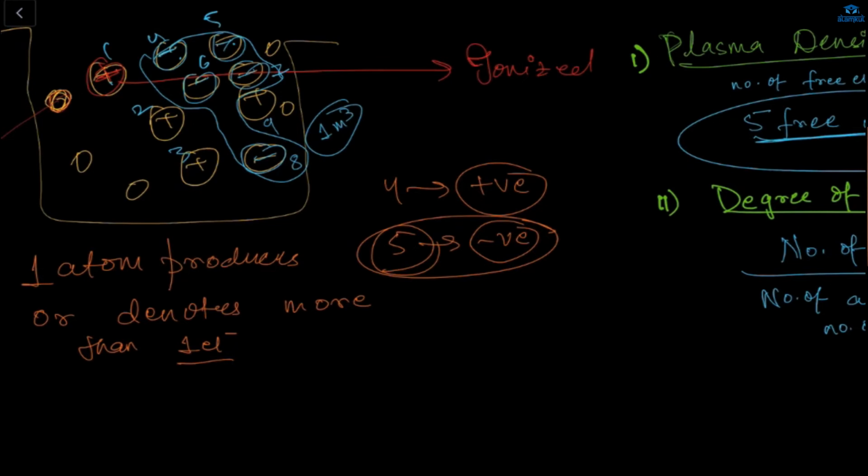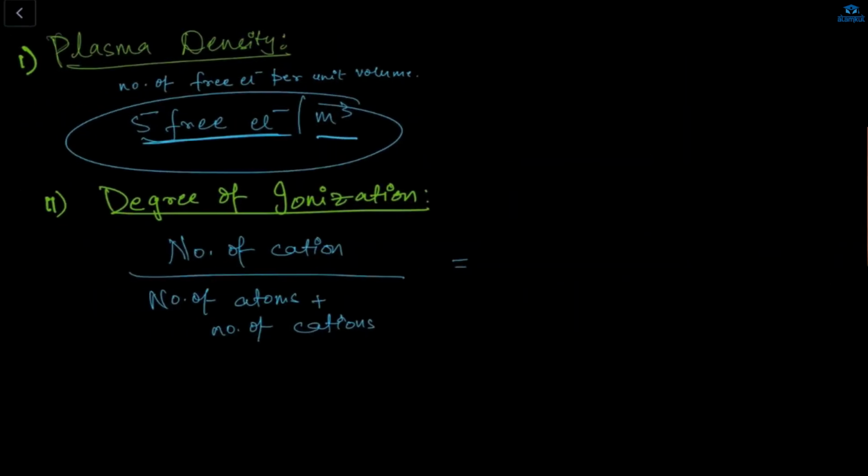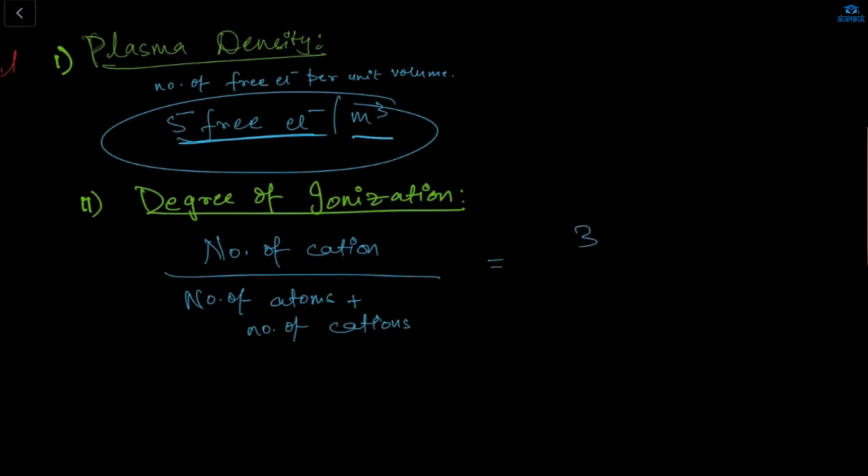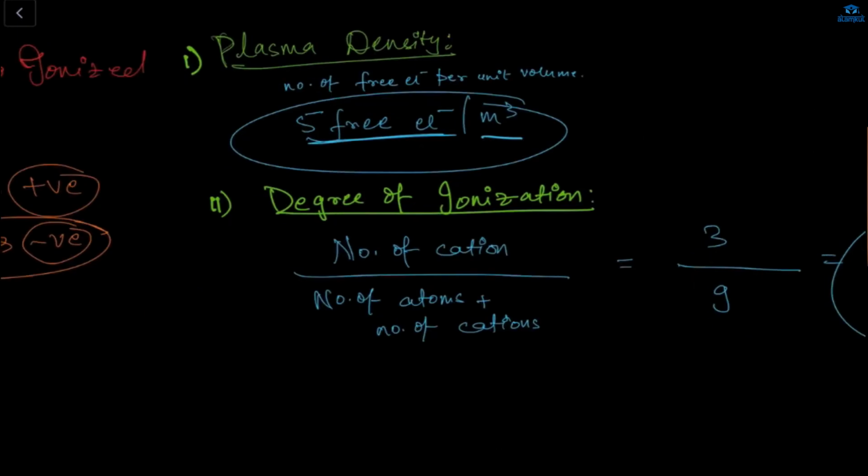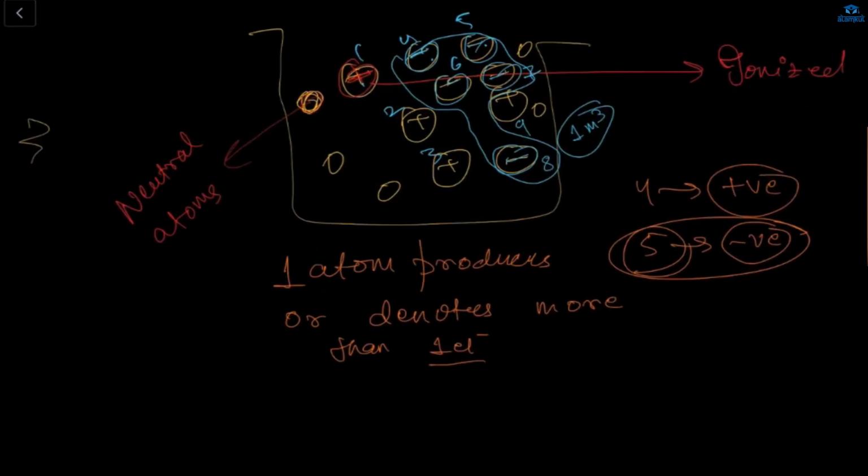Ionized means what? The positive and negative, the mixture of positive and negative, right? Yes, ma'am. And only, let's say, only 3 gets ionized here. So what will happen? The number of cation is 3 upon number of atoms, which is 9. So it will be 1/3 part. So 1/3 is the degree of ionization of this beaker.